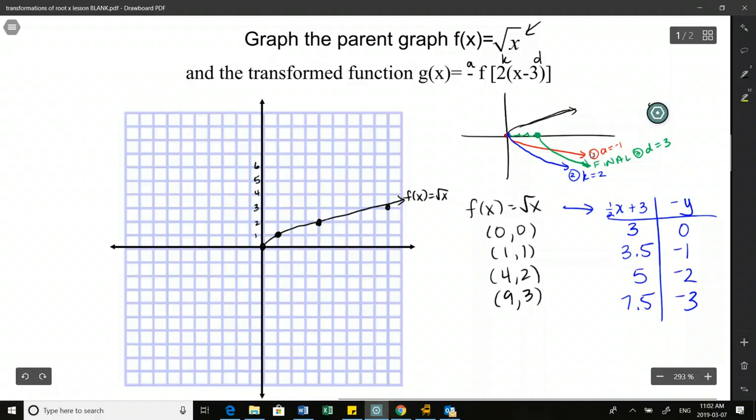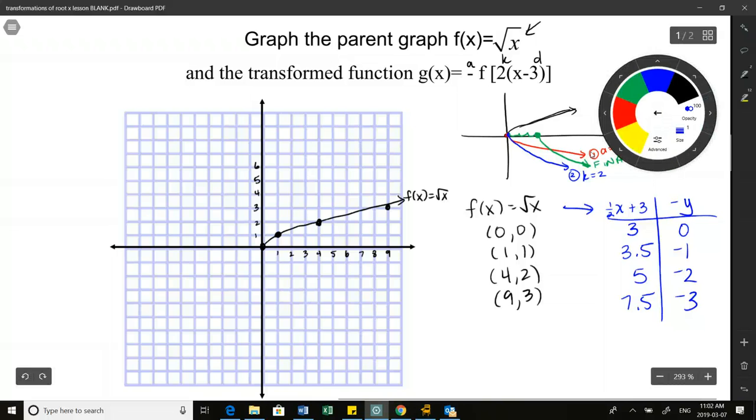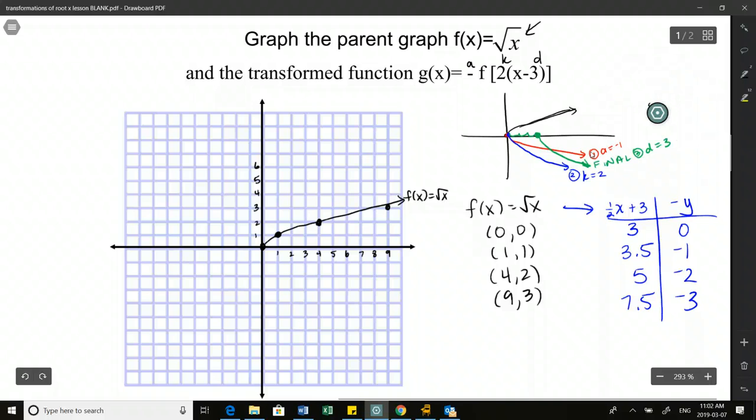You can always change your scale if you need it to be specific, like maybe you go by 2s if you want to fit something better on your graph. But make sure that you adjust that scale at the beginning, because both of your graphs need that same scale, right? Okay, and then we'll graph our transformed function rather.